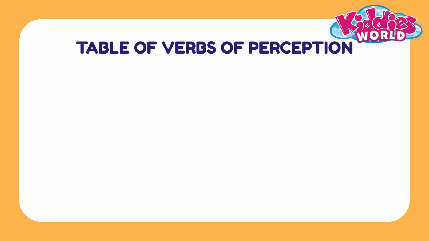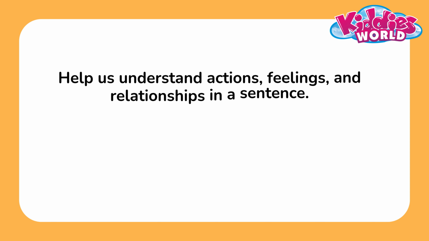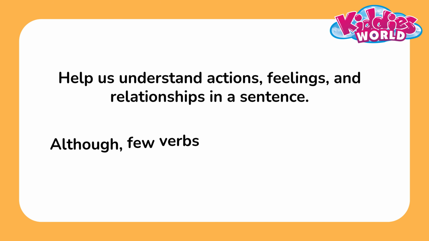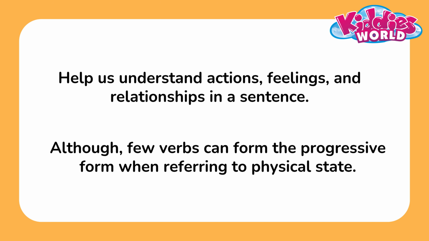From the given table, we can find that verbs of perception describe different aspects of a subject. Some verbs denote emotional and mental states, while others relate to the senses. Additionally, certain verbs indicate causal relations, communication, possessions, and associations, and help us understand actions, feelings, and relationships in a sentence. Although, few verbs can form the progressive form when referring to physical state.